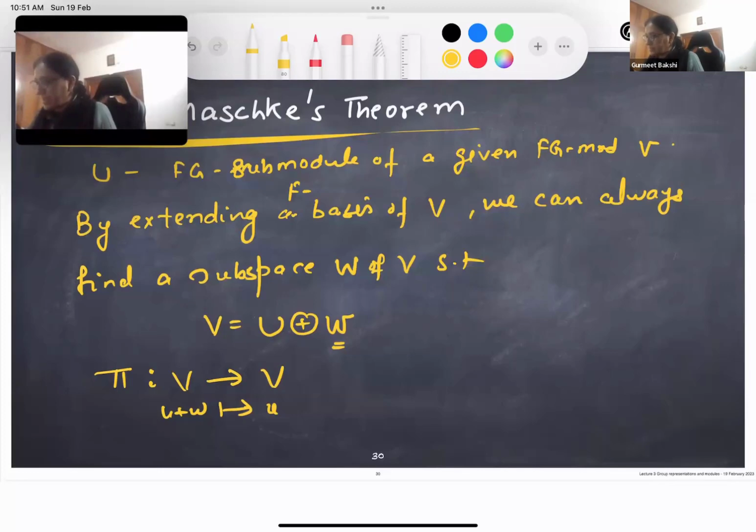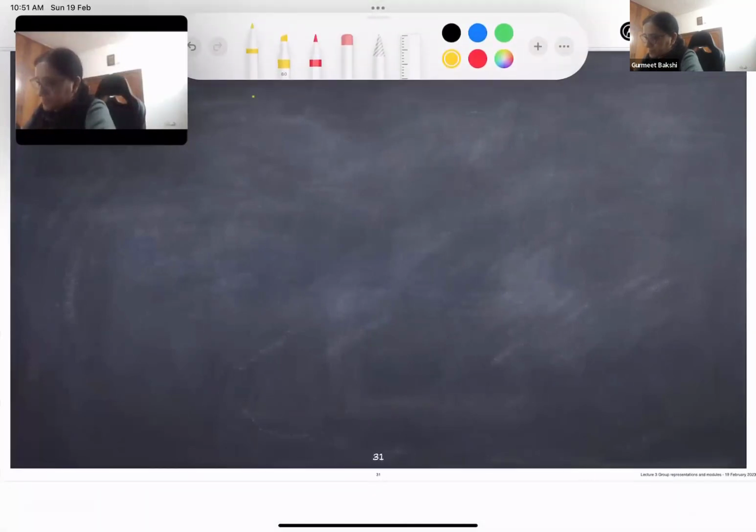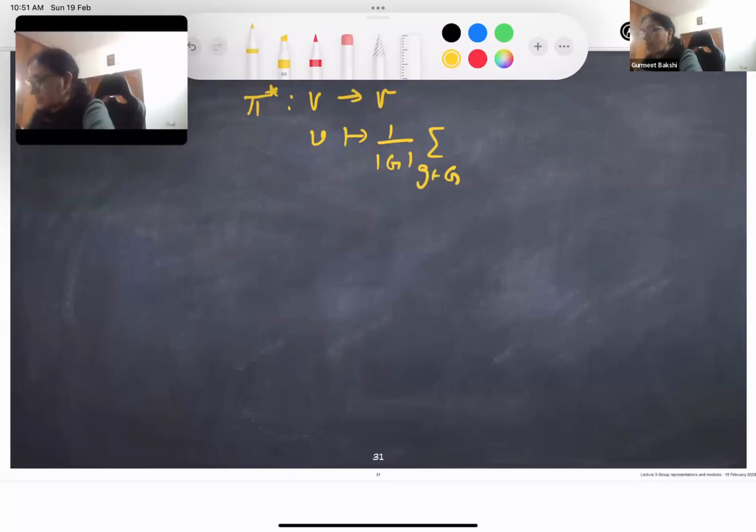So you look at this map. I will look at this map pi star from V to V. I want to make this G linear, right? The characteristic of F does not divide the order of G, so the order of G is invertible in the field. If the characteristic is 0, it is already invertible. And if the characteristic is non-zero, because the characteristic does not divide the order of G, it becomes invertible. All right. So this is 1 over the order of G times the sum of G inverse pi of G V.